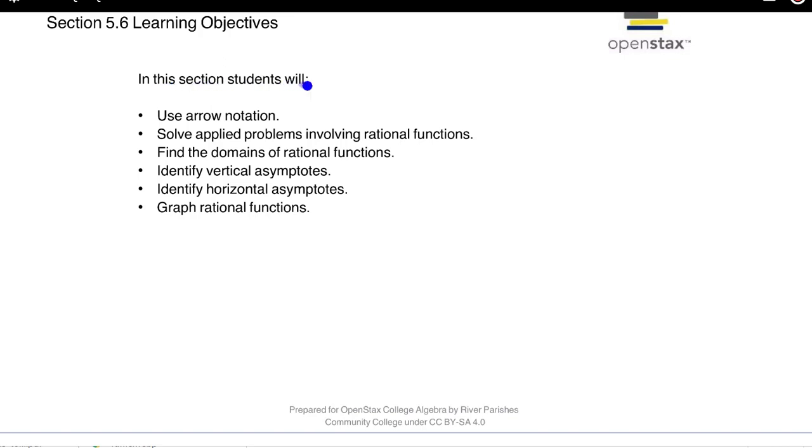In this section, students will use arrow notation, solve applied problems involving rational functions, find the domains of rational functions, identify vertical asymptotes, identify horizontal asymptotes, and graph rational functions.